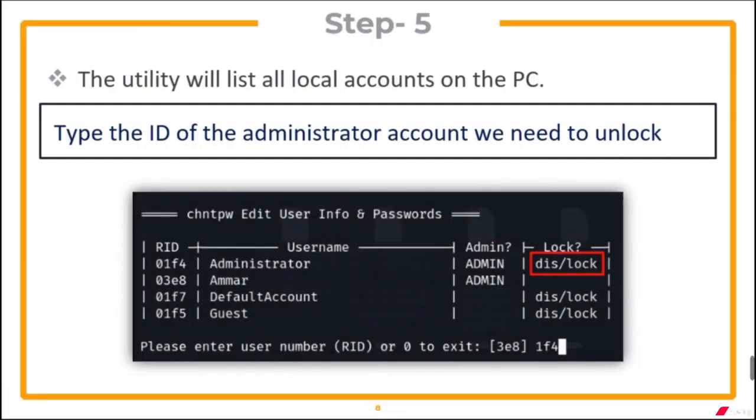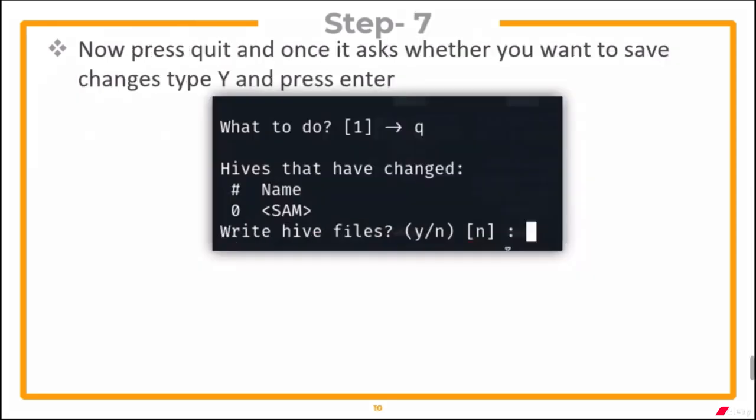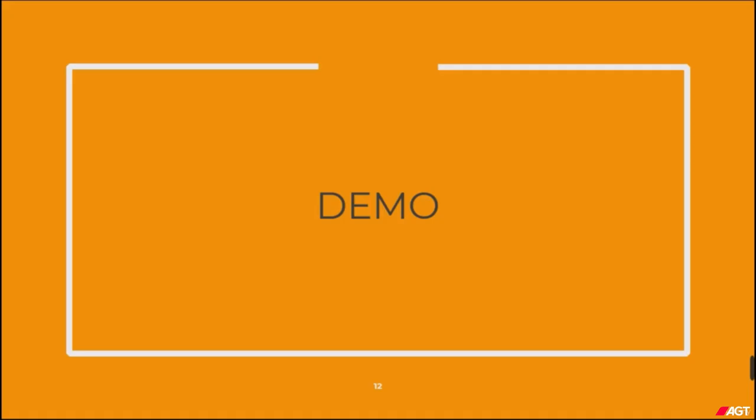It will list all local accounts on our PC, and you can see that the administrator account is available but it's locked. So type the ID of the administrator account we need to unlock. Now choose the option to unlock and enable user. Type 2 and press enter. Now to quit, type Q and press enter. And to save the changes, type Y and press enter. Now remove the USB, reboot your system to Windows, and an administrator account will appear with a blank password. You can use this account to log in to your PC.